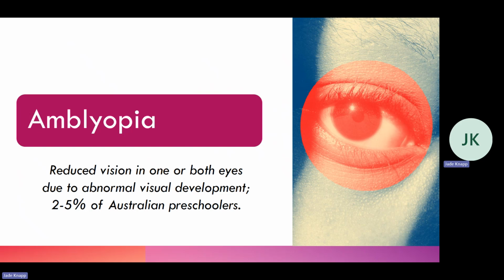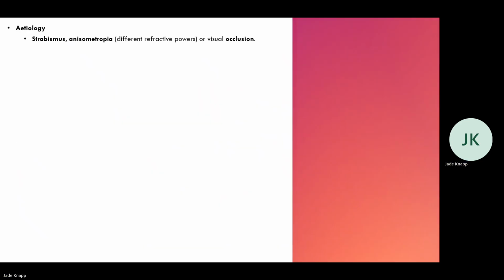Okay, so let's move on to amblyopia. What does it mean? Reduced vision in one or both eyes. And it's pretty common, yeah? 2 to 5%, so up to 1 in 20, due to abnormal visual development for various reasons. What are these reasons? So the 2 most common ones would be strabismus, the eye is turned, right, for whatever reason, so it's not getting the right image.